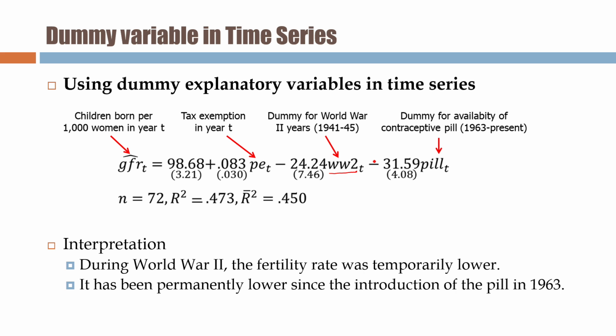Since we don't have an interaction part, this will only affect the intercept. So this is where the fertility rate was temporarily low. The temporary effect is important, that's why we have a different curve. But when there is no World War II period, then you will have a different curve.